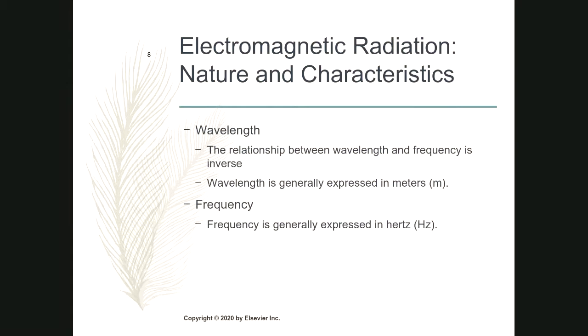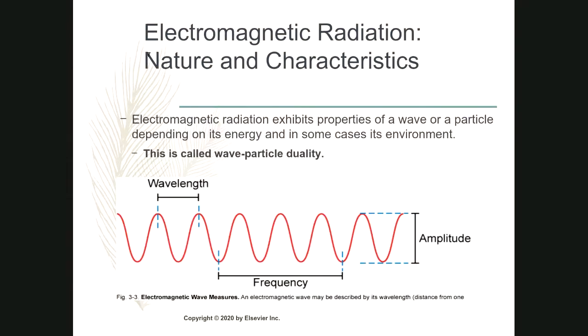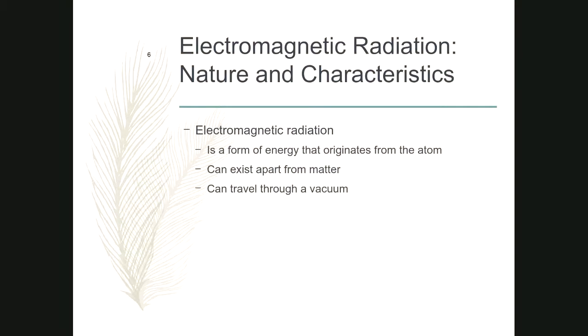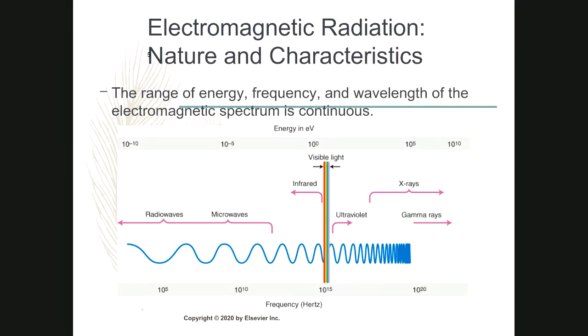When we talk about wavelength, it's the distance between two successive points on a wave, and the relationship between wavelength and frequency is inverse. Maybe I should look at the spectrum, it'd be a little bit easier to show you. So wavelength and frequency are inversely related.